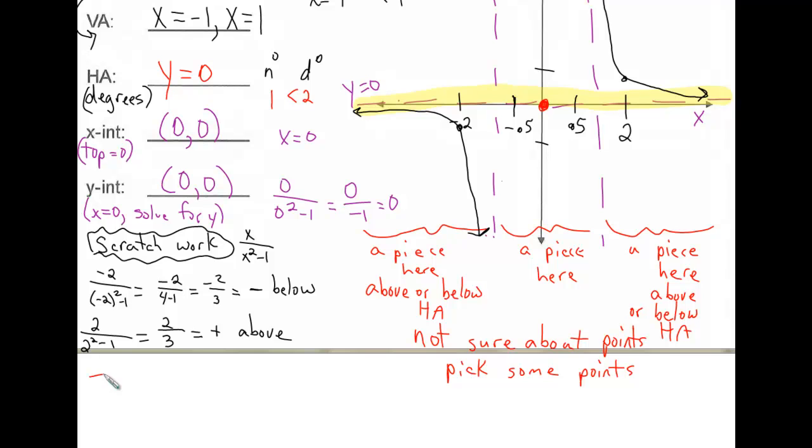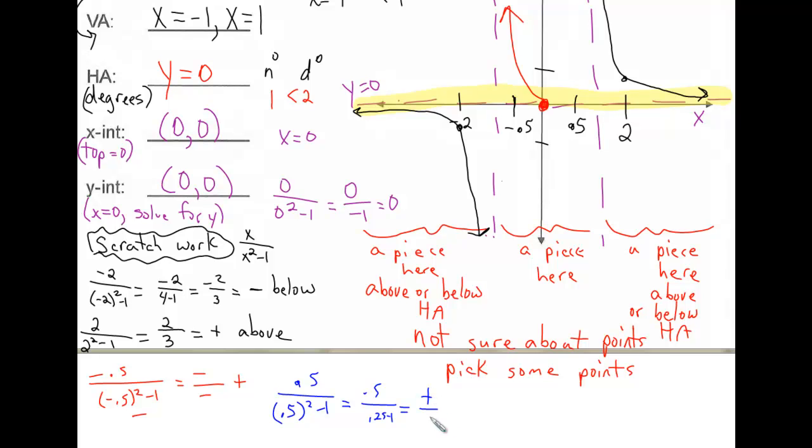So when I plug in -0.5, we get a negative on top and a negative on bottom. The negative divided by negative is positive. That means this piece of the graph is going up. But I still do not know if my graph is going this direction or this direction. So let's choose another point, 0.5. I have a positive on top and a negative on bottom, which will give me a negative. So that piece will be drawn down. We do know that this middle piece can cross the horizontal asymptote.